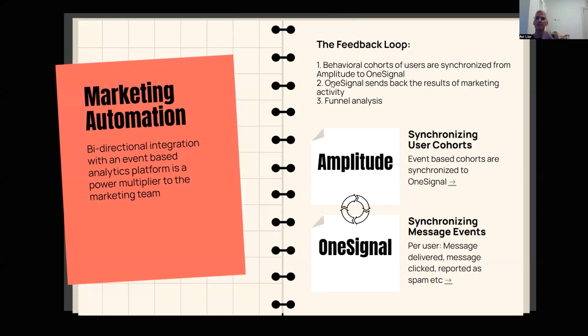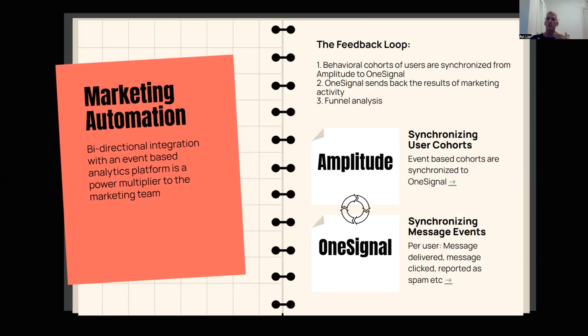OneSignal sends back the results of the marketing activity, and then we can go to panel analysis, which we saw earlier, and see what the effect was, and maybe we should make a change, either in the push notification or in the messaging, or maybe in the cohorts. Maybe you can do the same campaign for 2 different cohorts and see which one is more successful.